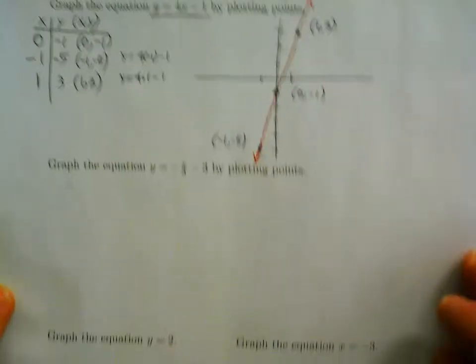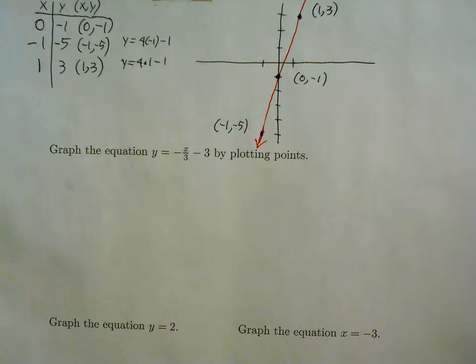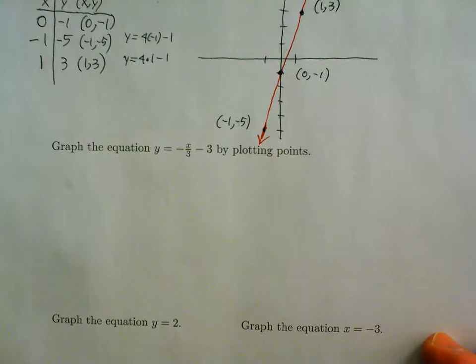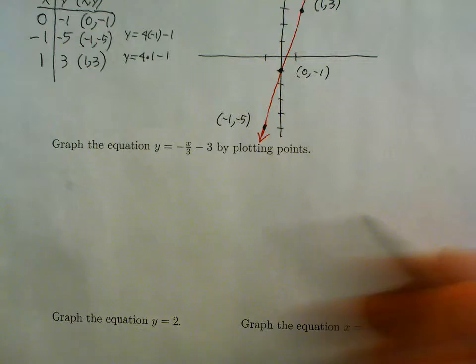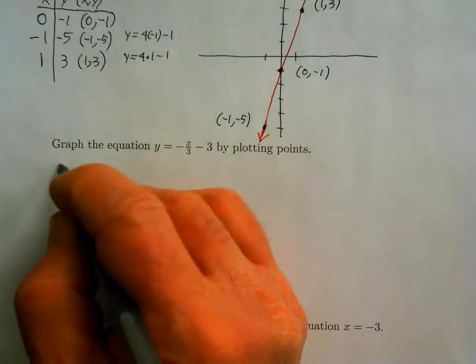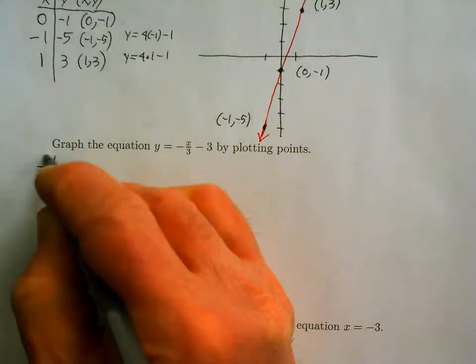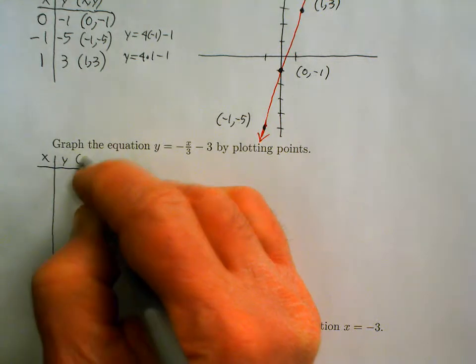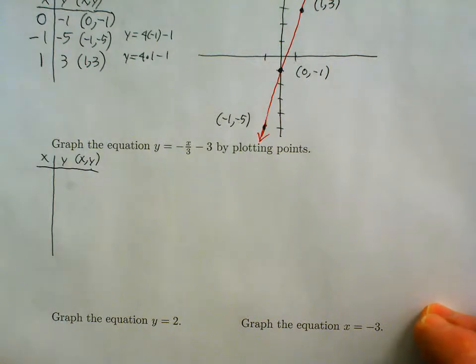Okay. The next equation, graph y equals negative x divided by 3 minus 3. Graph that straight line by plotting 2 points. So we just want to find two ordered pairs, x comma y in parentheses.